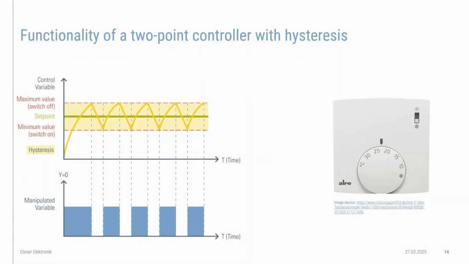So the two-point controller is the simplest controller. It switches on when the temperature falls below the set point temperature and switches off again when the set point temperature is exceeded. I think we all are familiar with the very classic bimetal thermostats that you can see on the right-hand side. These thermostats are typically two-point controllers.